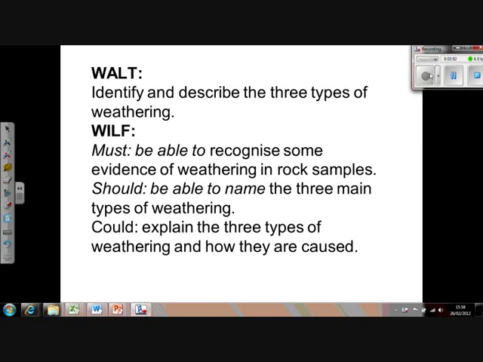Okay, so let's get started. By the end of today's session, you must be able to identify and describe 3 types of weathering. You must be able to recognize some of the evidence of weathering in rock samples. You should be able to name the 3 main types of weathering, and you could explain the 3 types of weathering and how these are caused.